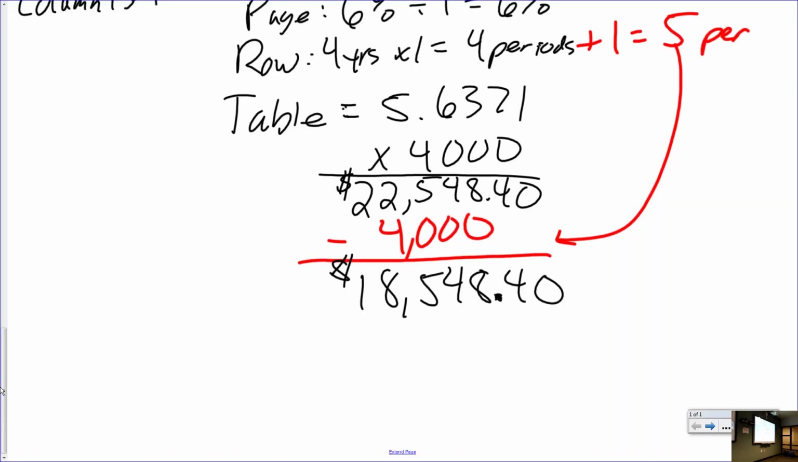$18,548.37. We're actually closer. We're only 3 pennies off from the exact value, okay? So that's the idea to fix the tables when you're trying to find an annuity where you invest at the beginning instead of the end, all right? So let's do a couple more of those using the table just so that we know exactly what we're doing.